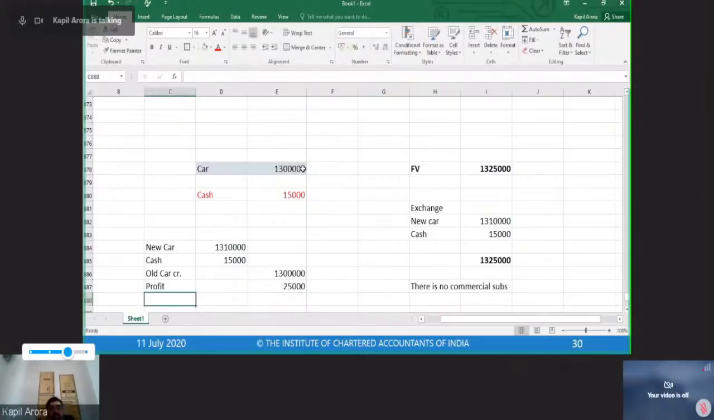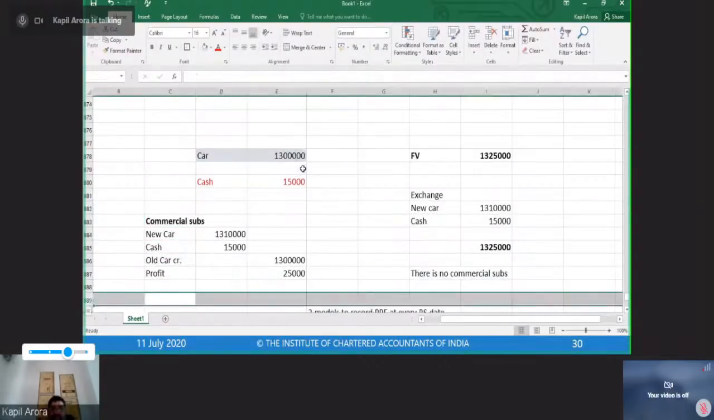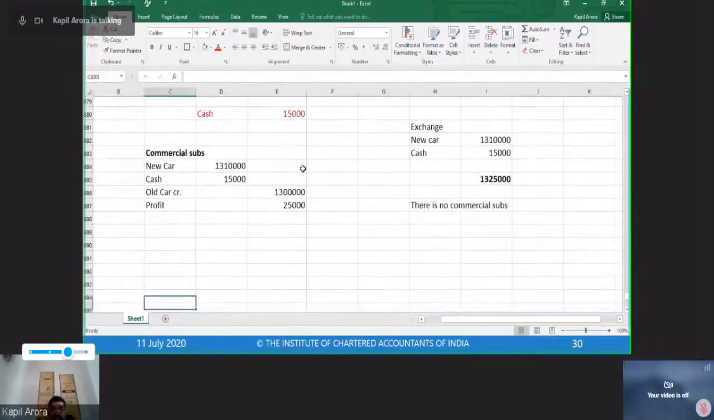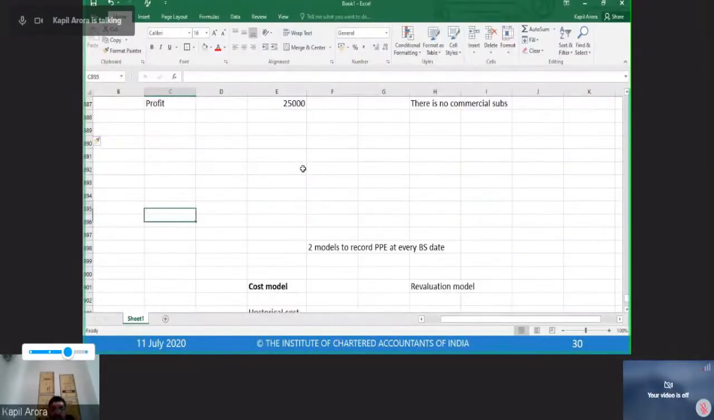Right, there is a profit of 25,000. That's what we do when commercial substance is there. But if commercial substance is not there, my value of old car would become the value of new car. So 13 lakh.